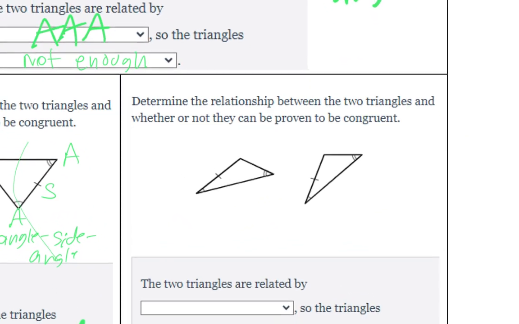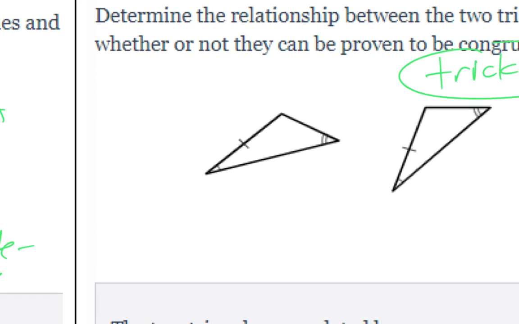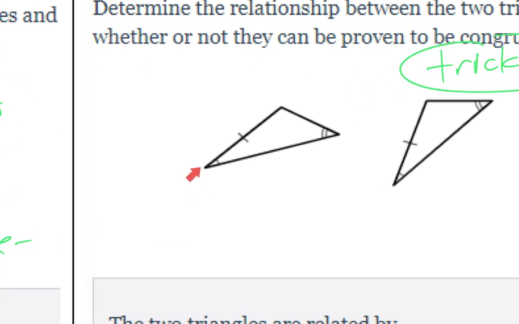Okay, and then this last one, what do you think about this one? Okay, so on this one, we want to remember that this one is tricky. So check this out. What do we notice? This is an angle, right? Okay, what do we notice about this? This is a side, right? And then what do we notice about this? This is an angle also, right? Angle. So let's circle the farthest one.